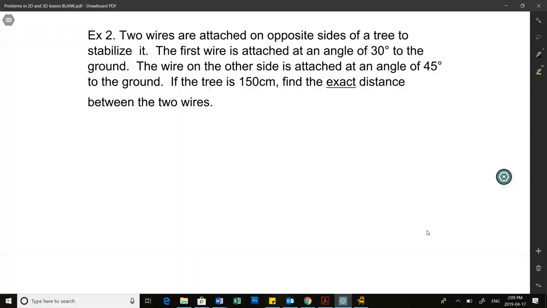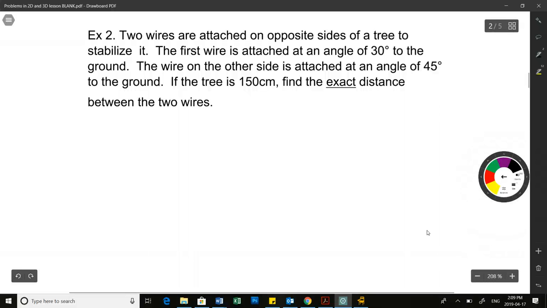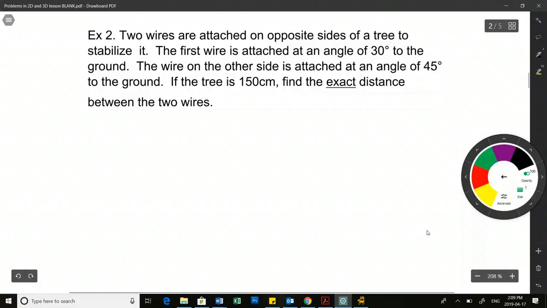It's just like applications. It's all one. It's 2 sections in your textbook, but we're going to do it together. Okay, 2 wires are attached on the opposite side of a tree to stabilize it. So just to simplify this, I'll do our tree as kind of a stick right here. That's going to be our nice little tree. I've got a wire, one on one side and one on the other side. It says it's on opposite sides.